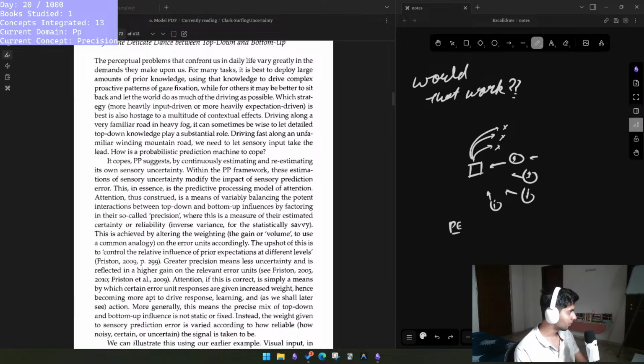Precision. All theories say attention means look harder, increase the weight of certain prediction errors. That means the importance assigned to certain prediction errors rises dramatically.